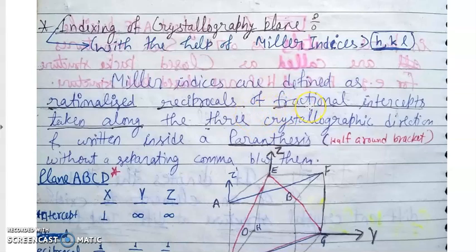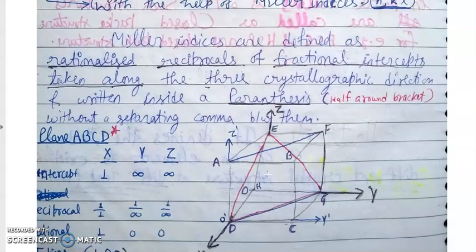So if you have found the fractional intercepts, then you have to move to the reciprocals, which means you have to take the reciprocal of all those fractional intercepts in the x, y and z directions. Then try to rationalize it so that you get better Miller indices. That should be written in a parenthesis, which is a round bracket. That will give you the Miller indices, without separating commas between them, which means there should not be any kind of comma in between them.